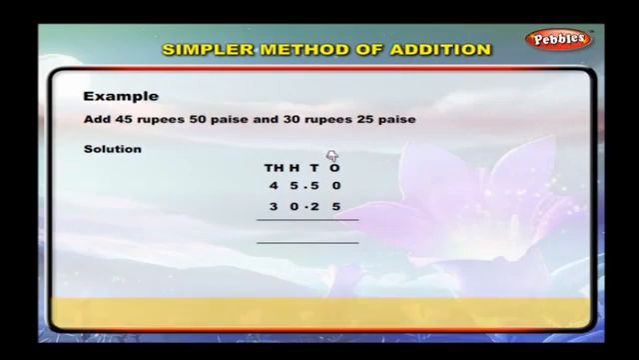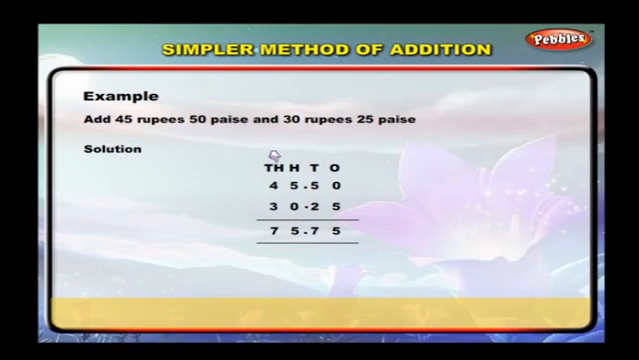Add ones. 0 plus 5 is equal to 5. Add tens. 5 plus 2 is equal to 7. Add hundreds. 5 plus 0 is equal to 5. Add thousands. 4 plus 3 is equal to 7. We get the answer as 7,575. Put the point in the same column as in the given amounts.